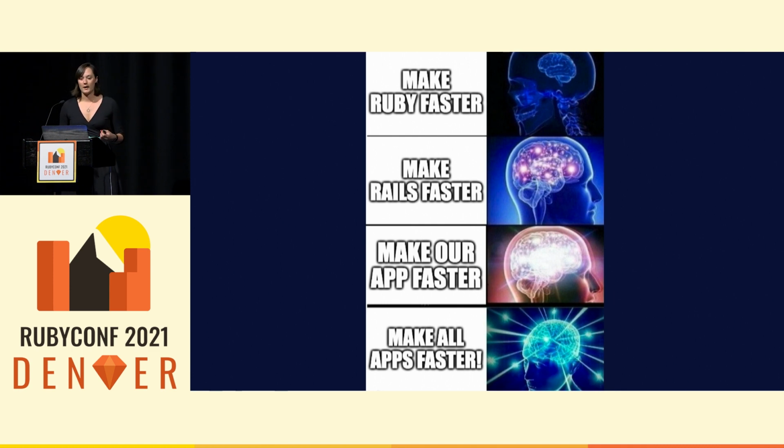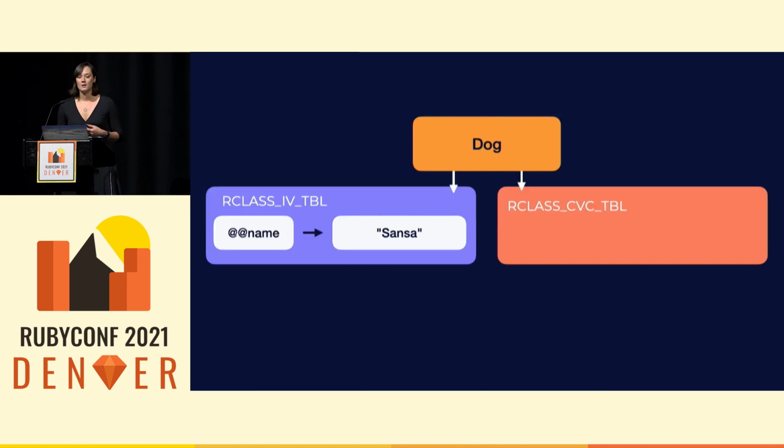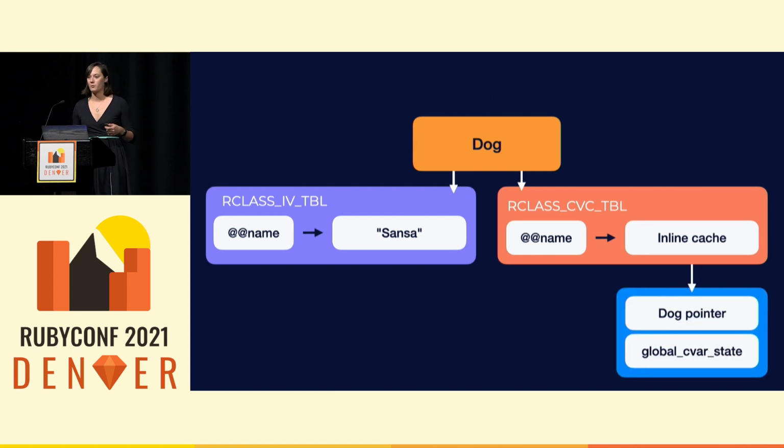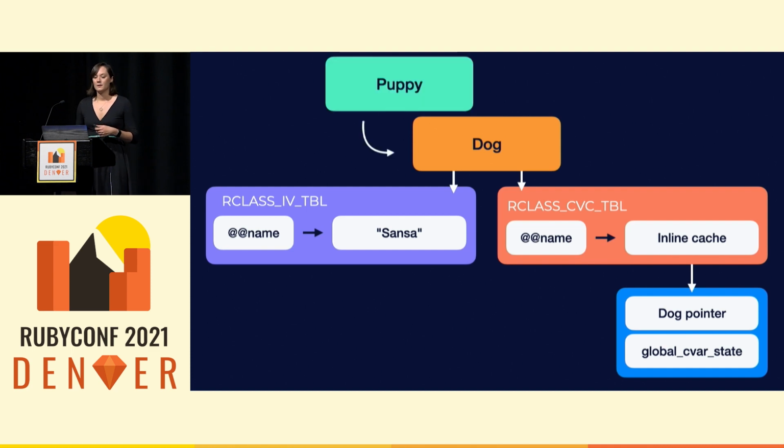So as we saw earlier, class variables are stored on a hash table on the highest class that's set, the CVAR. So it made sense to store the hash table for the cache next to the class variable hash table. Then we could lean on the existing class variable code and handle creating and busting the cache alongside it. So the cache hash table holds the class variable name, which points to an inline cache. The inline cache is a pointer back to dog and tracks a value called global CVAR state.